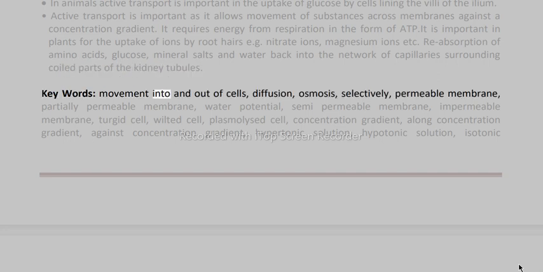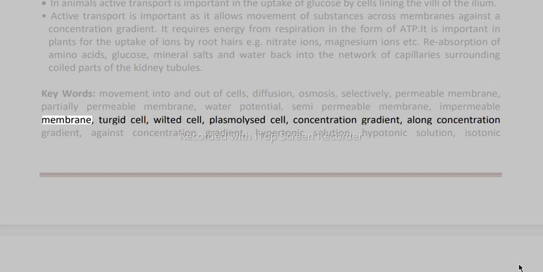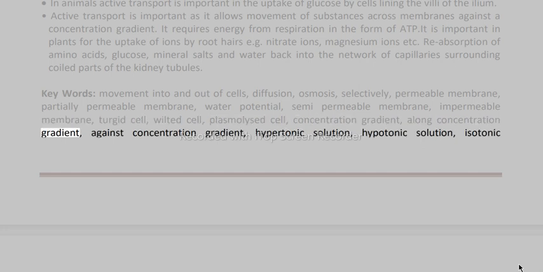Keywords: movement into and out of cells, diffusion, osmosis, selectively permeable membrane, partially permeable membrane, water potential, semi-permeable membrane, impermeable membrane, turgid cell, wilted cell, plasmolyzed cell, concentration gradient, along concentration gradient, against concentration gradient, hypertonic solution, hypotonic solution, isotonic.